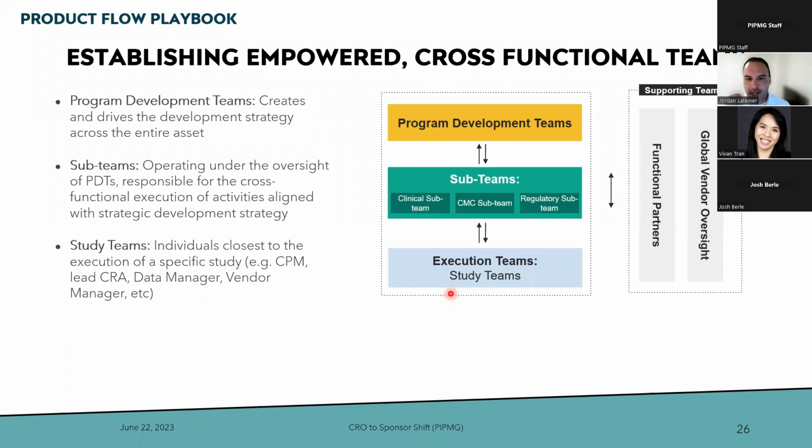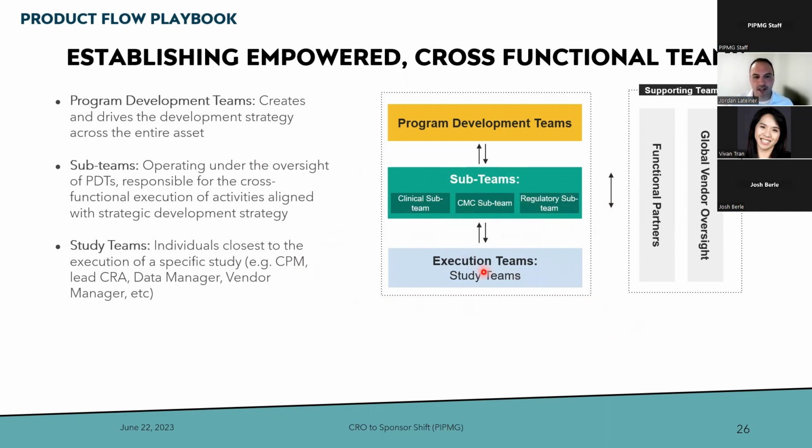Things that we've done over the past year to move our teams forward, number one, start with empowered cross-functional teams. And you can see a pretty traditional diagram here, where at the top you have program development teams who are responsible for driving the asset strategy. And that's across the entire asset, all indications, formulations, and so on. You have maybe dedicated sub-teams that are associated with, in our case, clinical sub-teams, CMC, and regulatory.